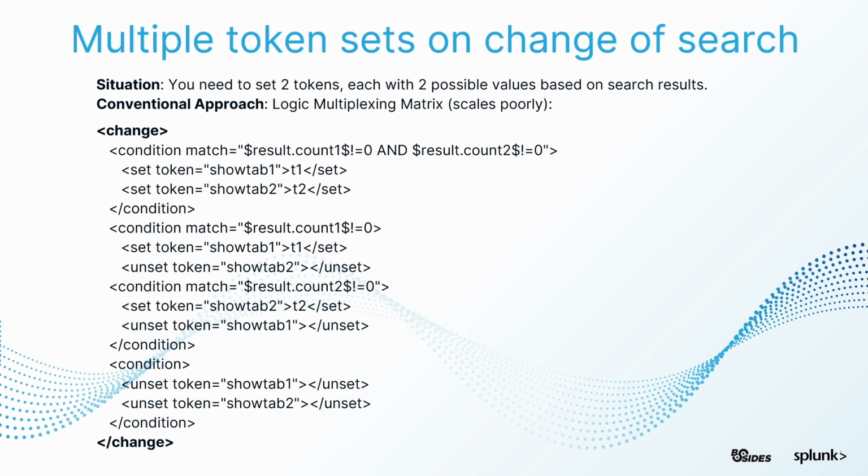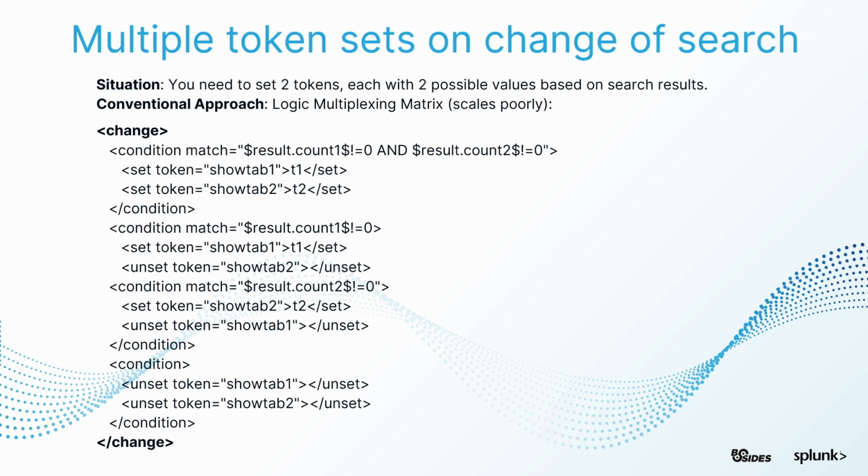We ran into this with logic multiplexing and handling multiple token sets in one search. So in this situation, in this code here, we need to set 2 tokens, each with 2 possible values based on the search results. You'll see in this first condition that it's looking for where count 1 is greater than 0 and count 2 is greater than 0. When that condition is matched, you can see that it is setting both show tab 1 and show tab 2.